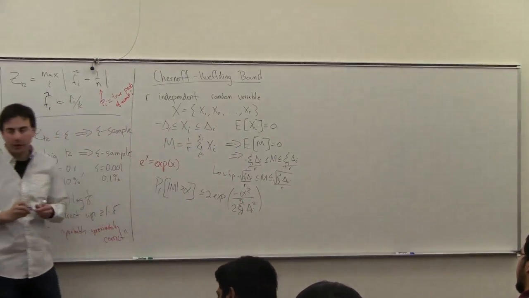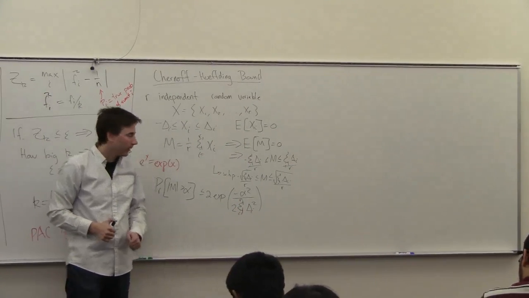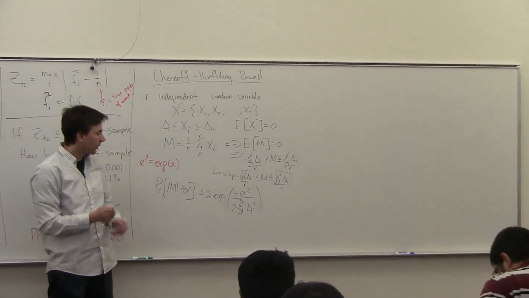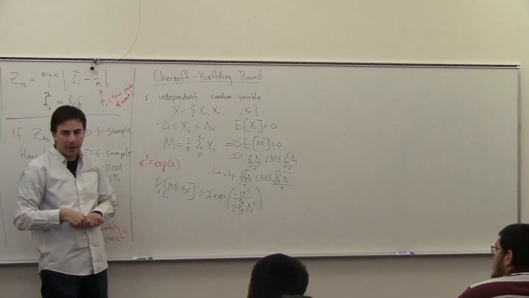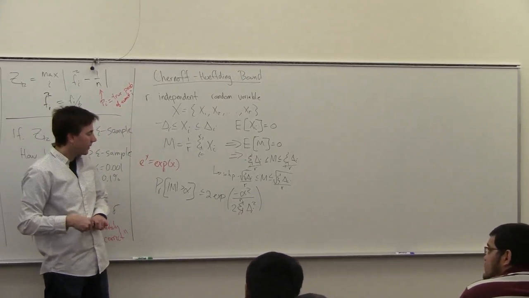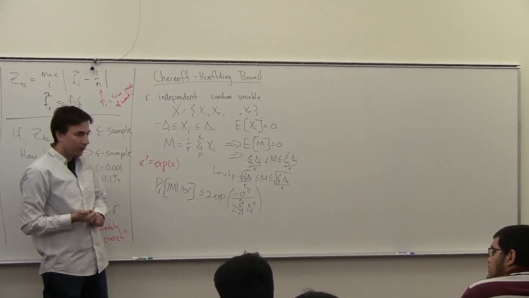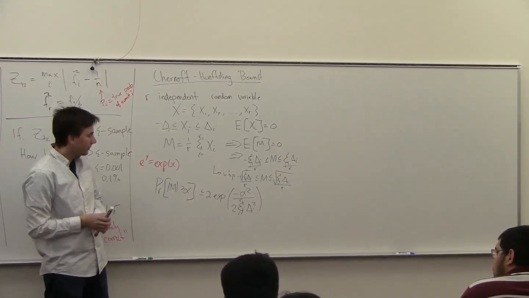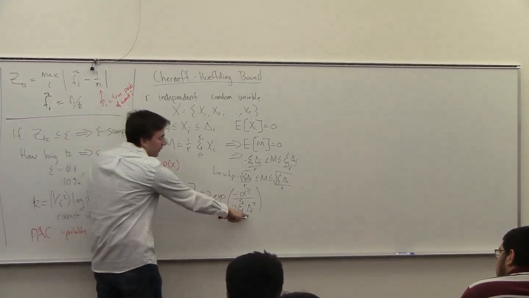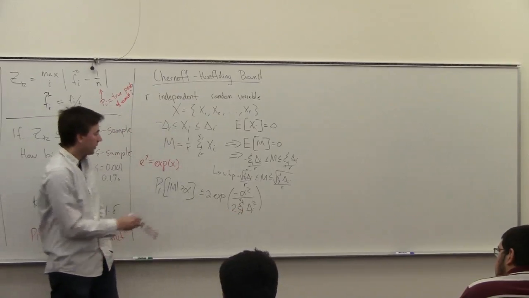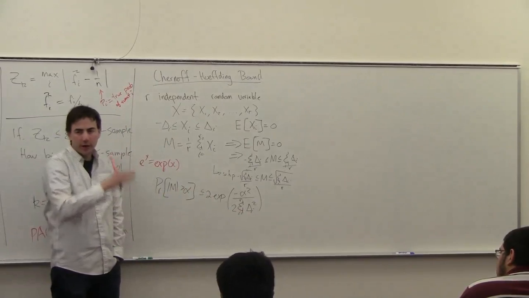So I take a sum over all the delta i squared. This is actually a really powerful bound. It means that as you get past a certain threshold, as this alpha gets past the sum of these delta i's squared, it drops off exponentially. So it drops off very quickly.